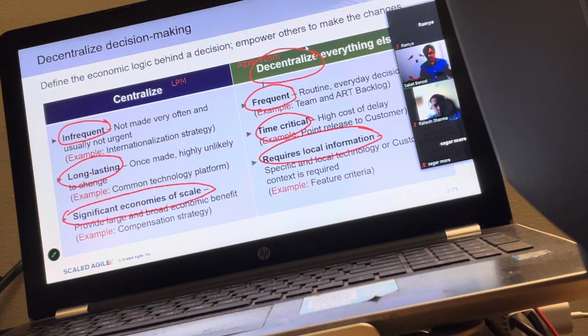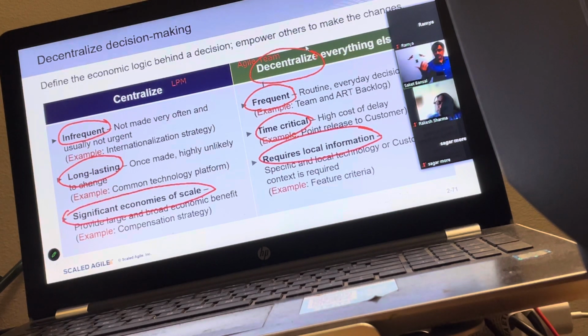That could create an issue because it has a long-lasting impact. It has a significant economy of scale involved. It has a lot of architectural consideration involved. It is not something that frequently has to be done. But things related to fixing a defect or not fixing the defect can be done at a team level. So SAFe is saying we have designed the roles and a framework considering this already, it's ready made there.